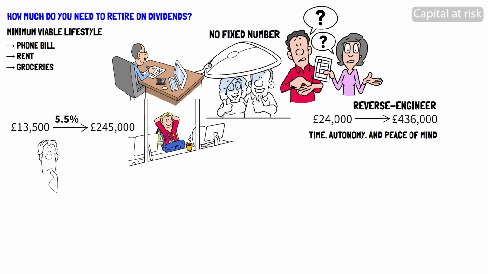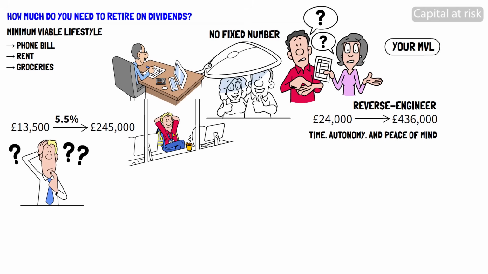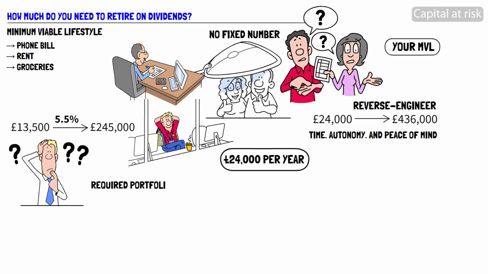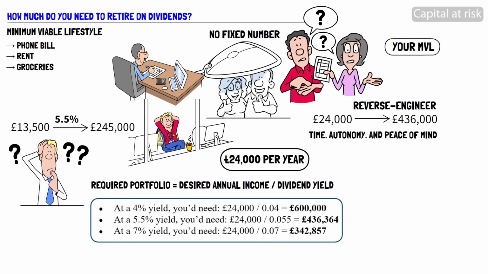And this is one of the most frequently asked questions, and the answer depends entirely on your lifestyle expectation. Now let's say your ideal retirement income, so not MVL, but what you want to have in retirement, is £24,000 per year. Using the same formula from earlier, required portfolio equals desired annual income divided by dividend yield. At a 4% yield, you'd need £600,000. At a 5.5% yield, you'd need £436,364.